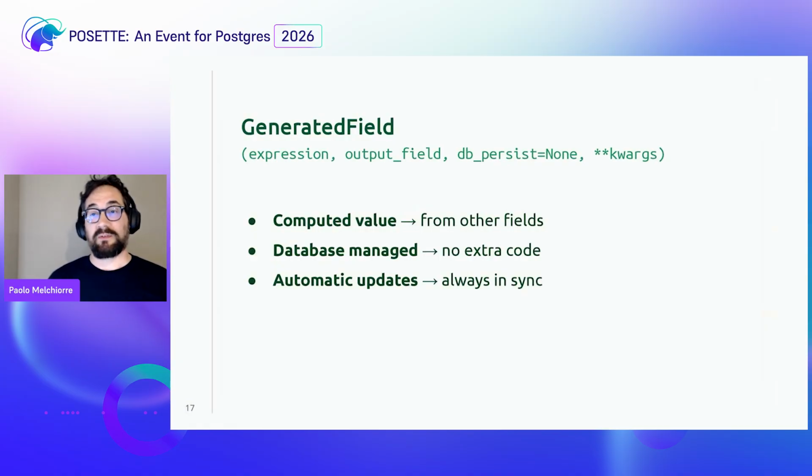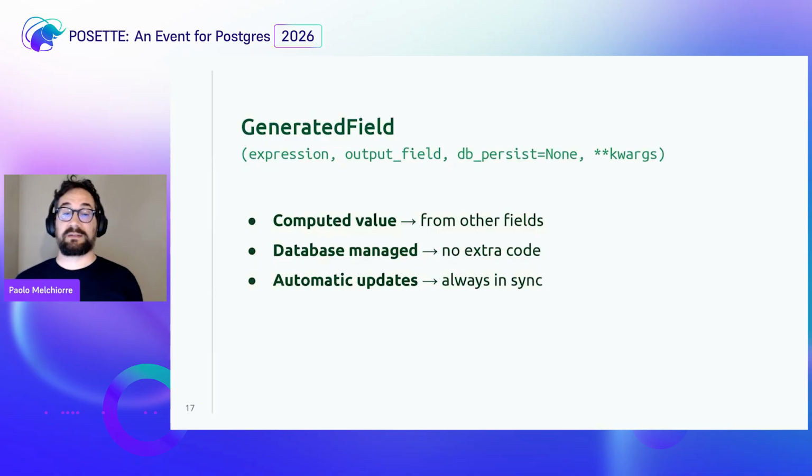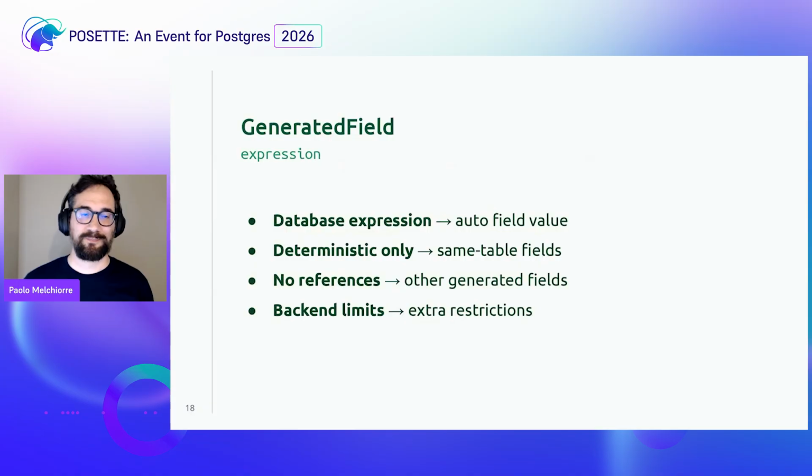Before showing you some of these examples in the next minutes, I want to quickly share how the layer of the Django ORM is on top of generated columns. The generated field is a new field in the ORM. It relies on the computed value, and it relies also on the database to perform this update with no extra code and to have the data always in sync.